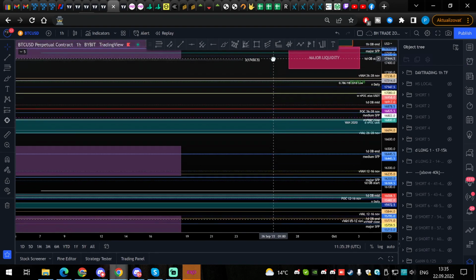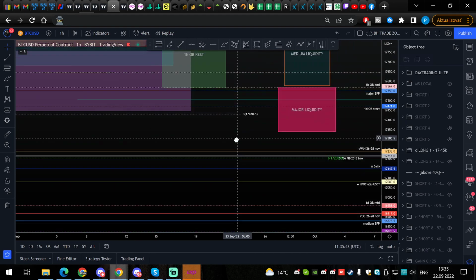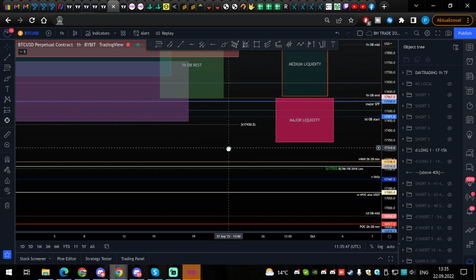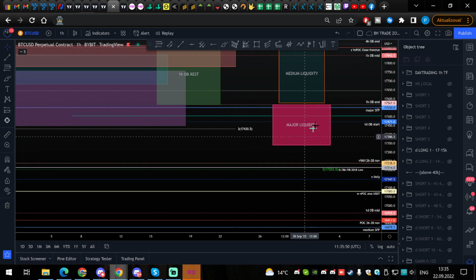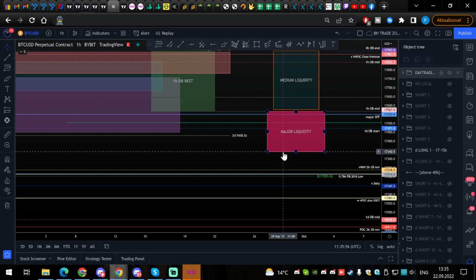So let's go further down. So this is our major swing failure pattern. These are our yearly lows. This is the major liquidity from the lows. Maybe we will do shallow swing failure pattern just to take out this liquidity, but we will be watching.